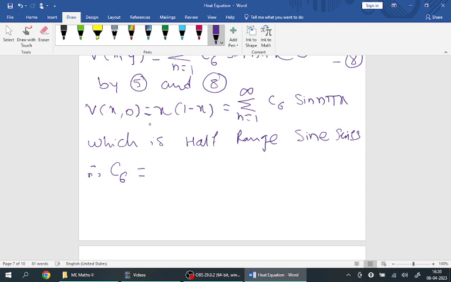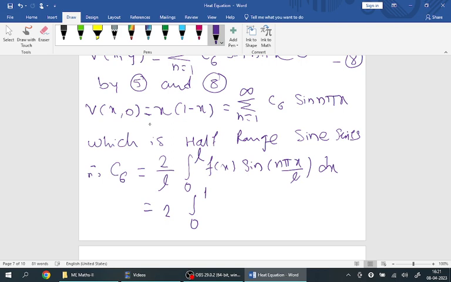So first you write the formula: 2 by L integration 0 to L f(x) sine n pi x upon L dx. This is general, but L is 1. So it is 2 integration 0 to 1 x into (1 minus x). I can write x into 1 minus x as x minus x square. They are the same. This is sine n pi x dx.